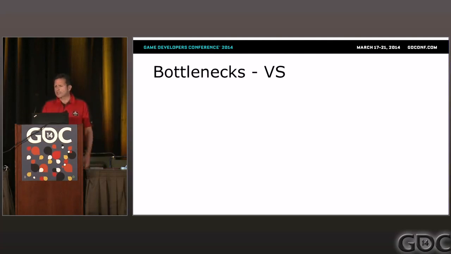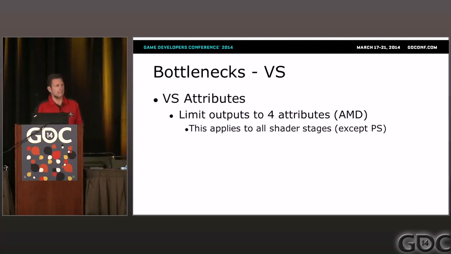So some of the bottlenecks for the vertex shader to consider, one of them we've seen are with vertex attributes. And particularly on AMD hardware, you want to limit your vertex attributes to 4. This is because there's a limitation on vertex attributes that are passing between shader stages. So this applies to all of the shader stages, except of course the pixel shader, which is at the end of the pipeline.